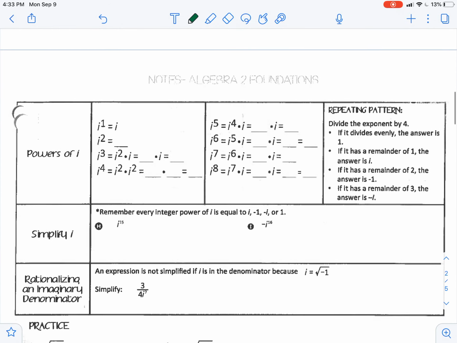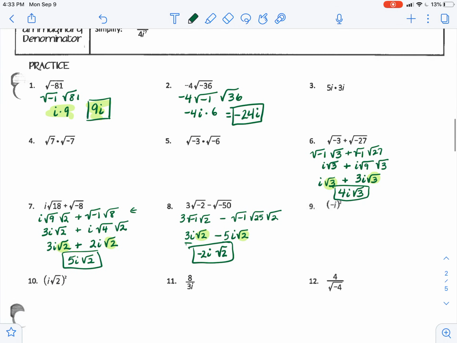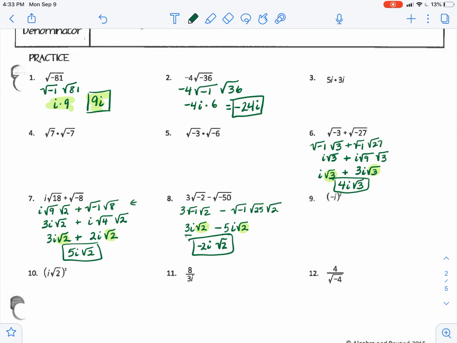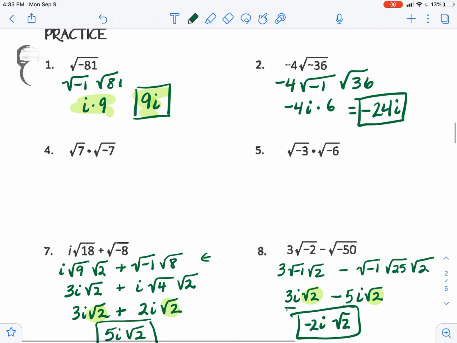Okay, let's go on down and find some more like this. So number 3. Now that one's already broken down. So we're just going to do our whole numbers. We're going to do our imaginary numbers. We have an i squared, so we have to substitute a -1, and I get a -15. Okay. Number 4.